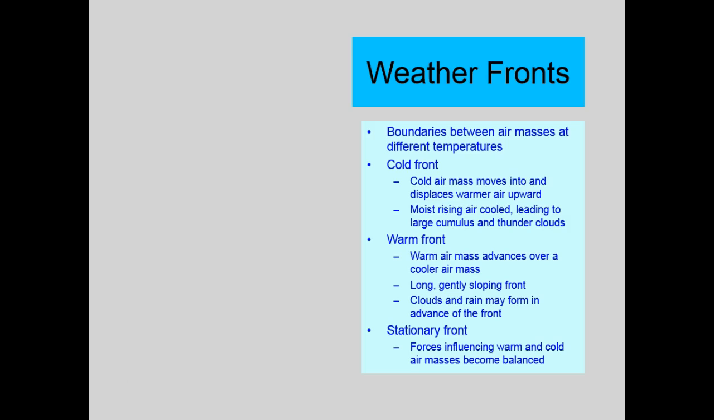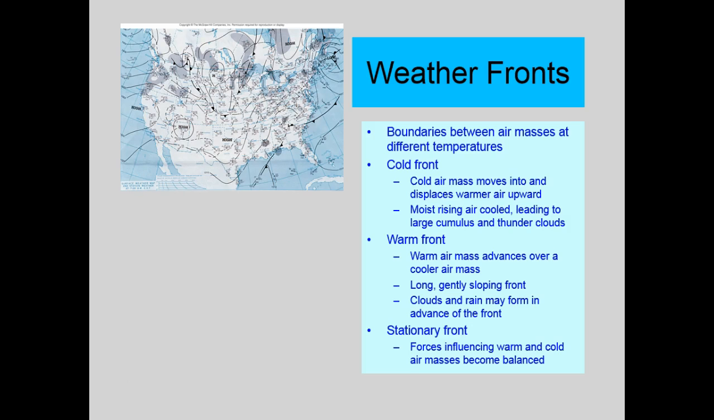The front is a boundary. How are we doing on time? The front is the boundary between these air masses at different temperatures. Let's get a picture here to help. If my memory's right, this is not a particularly pretty picture. Sort of hard to see here. And you can't really interpret this without a little bit more.